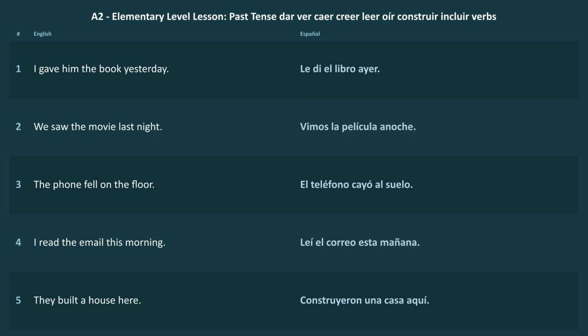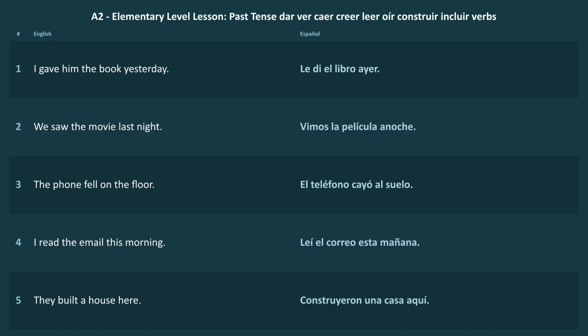El vaso cayó, pero no se rompió. Great. We slipped in rompió there from romper, broke. That one is outside today's main set, but it fits the story and helps you speak more naturally. Before we finish, let's hit the biggest mistakes to avoid. First, don't add accents to di, dio, vi, or vio. It's di, dio, vi, vio.